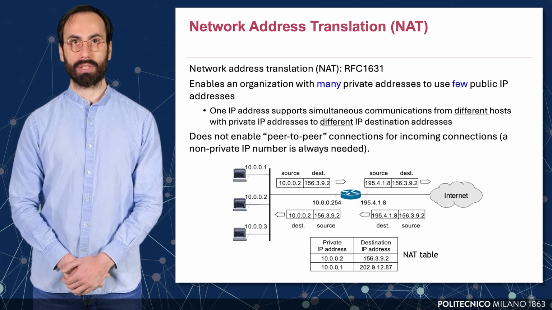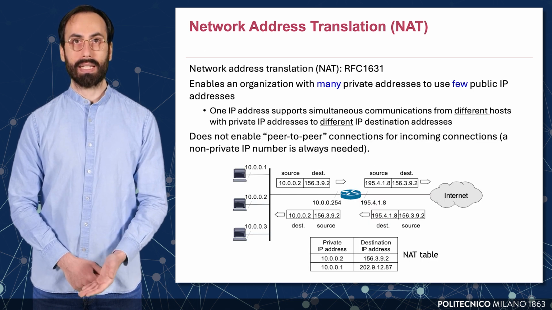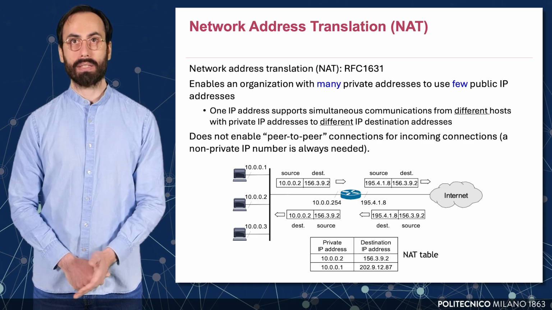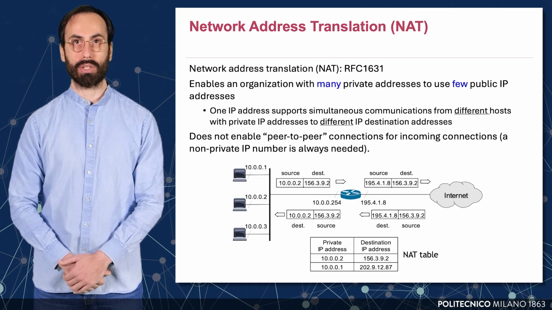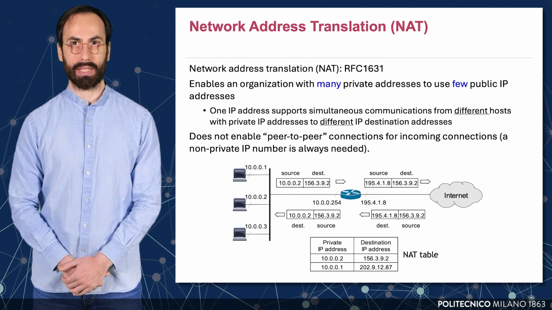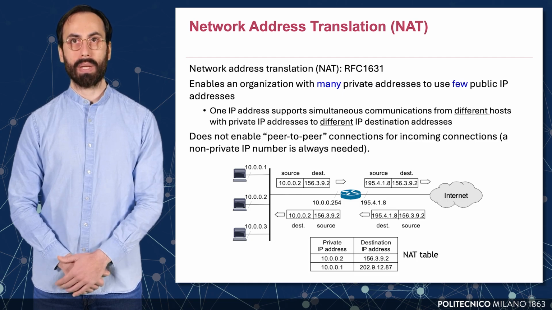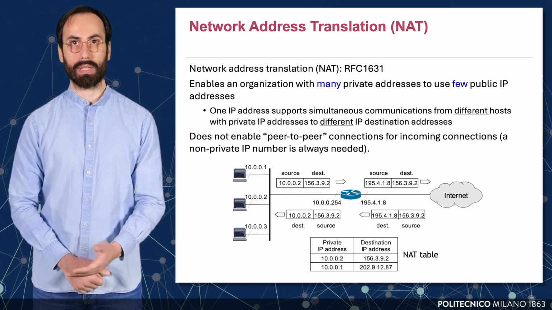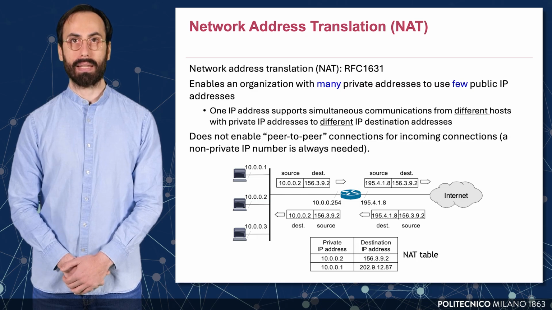Network Address Translation, NAT, allows organizations to map many private IP addresses to a few public ones. This is particularly useful for conserving public address space. When internal hosts with private IP addresses want to communicate with external servers on the internet, NAT modifies the source IP address in the packet headers.